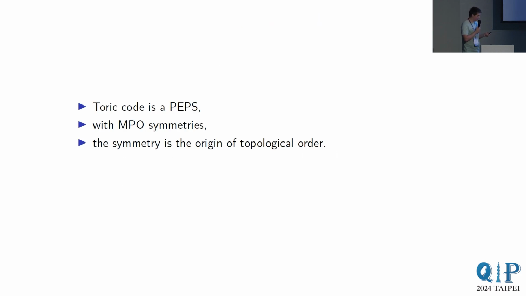All right, so what I have told you so far is that the toric code has a PEPS description. And this PEPS description has funny symmetries in the form of matrix product operators. And this symmetry is actually the origin of topological order.